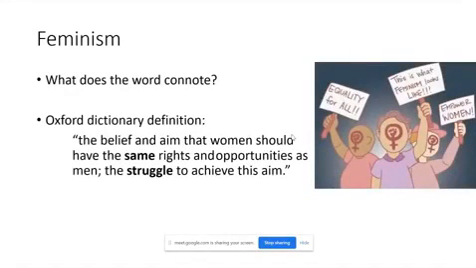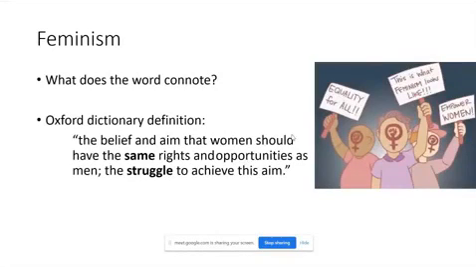Feminism. Now let's look at the Oxford Dictionary definition of feminism. Now, as you can see, I have put two words in bold over here. Oxford Dictionary defines feminism as the belief and aim that women should have the same rights and opportunities as men, and the struggle to achieve this aim. So now these two words, same and struggle, obviously imply that there is inequality and there is a fight involved, there is some kind of a strife involved.